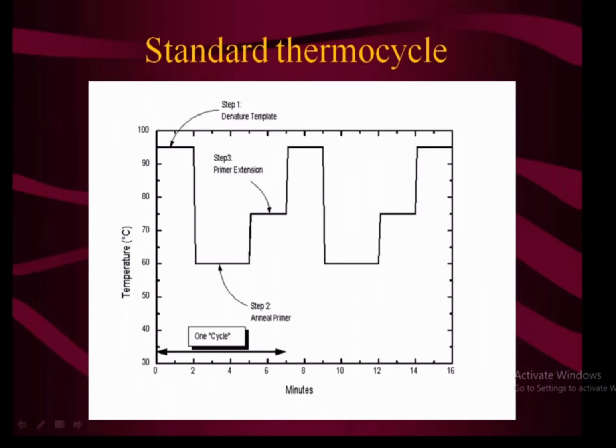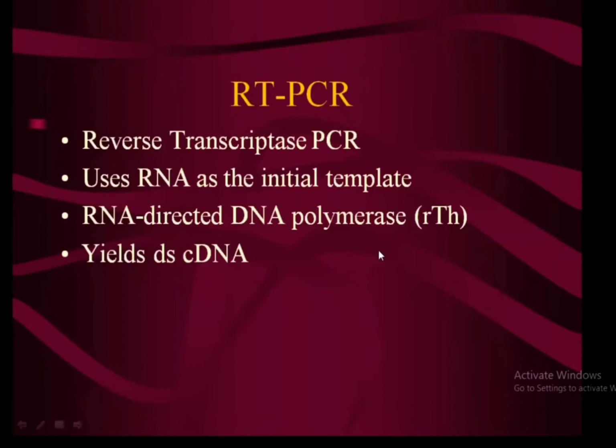So the whole complementary DNA strand will be formed. This is a standard thermocycle. In the first step, at 95 degrees Celsius, we denature the template. In the second step, there's annealing of the primer, and the third step is primer extension. And then there's repetition of these 3 processes for as many cycles as you want.